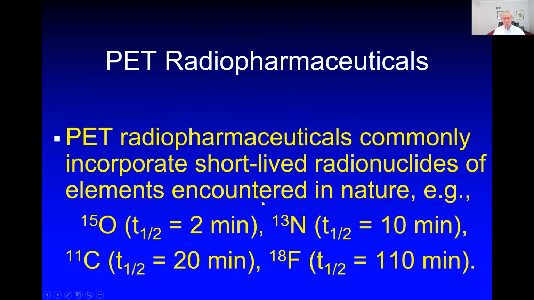Now, here are some very short-lived isotopes, and they really are analogs of the elements that are in nature. What are humans made out of? We're made out of carbon and hydrogen and oxygen and nitrogen. And yes, we have a little fluoride in our bones. So these are very short-lived things. You can see half-lives are all minutes. The only one that might be hours is F-18, where it's about 1.8 or 1.9 hours or some number like that.